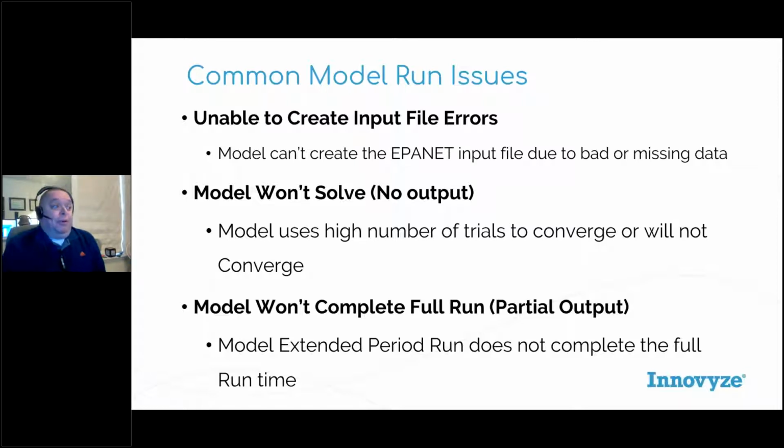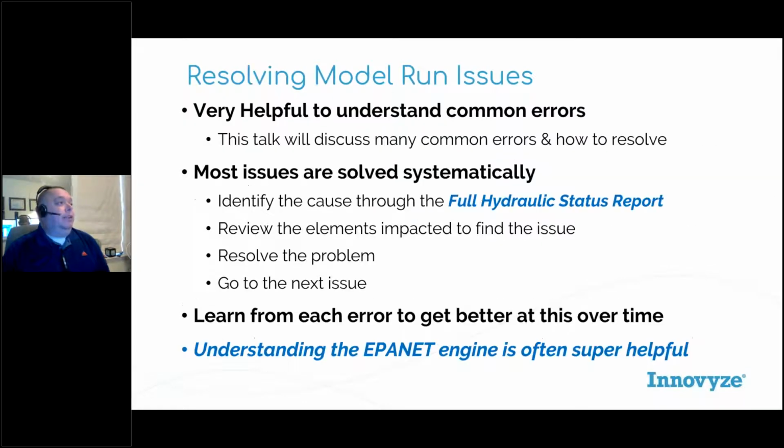The third big group is, hey, my model did run some. Like if you're running an extended period run for 24 hours, it's pretty common that it stops at maybe hour 12 or hour 10. It didn't get the entire length. What happened and how do I fix that? That's another pretty common grouping of things that happen.